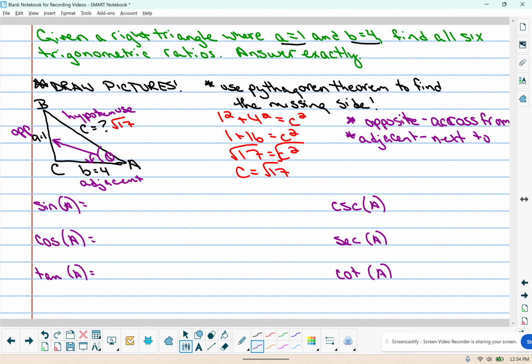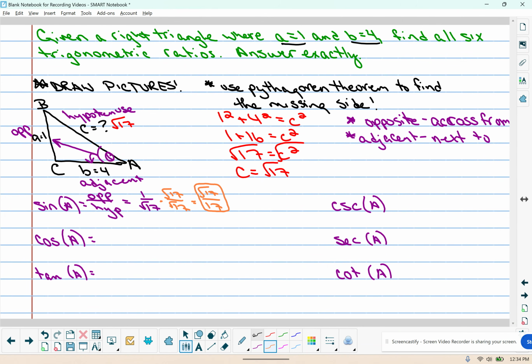So those are the ones that I need to fill in my ratios that we wrote down on the previous screen. So sine is opposite over hypotenuse, which is 1 over the root of 17. Well, if you recall, we can't leave a rad on the bottom, so we have to rationalize that by multiplying it by rad 17 over rad 17. And that's just going to equal rad 17 over 17. And that's all you're doing for these. You're finding the ratio, okay? So this is what that answer looks like, rad 17 over 17.